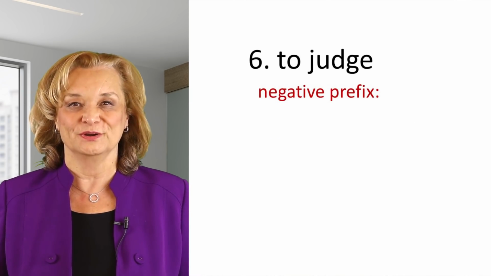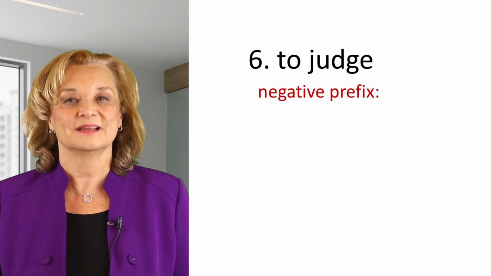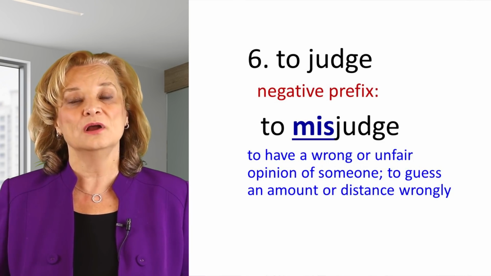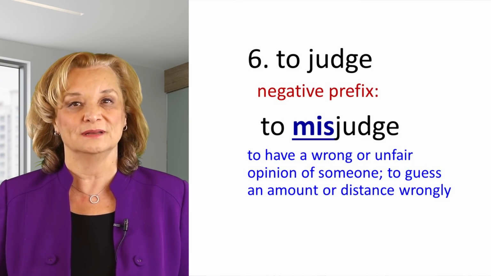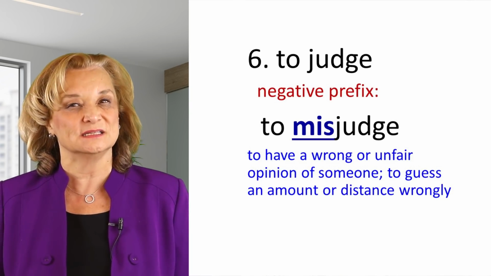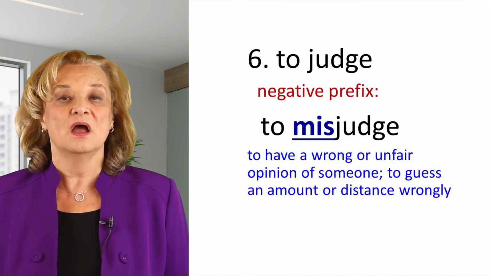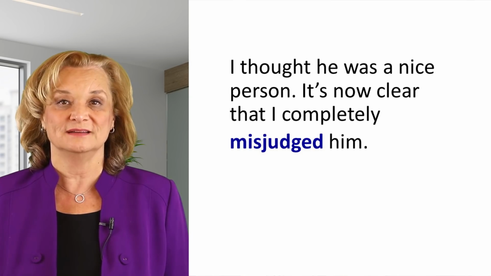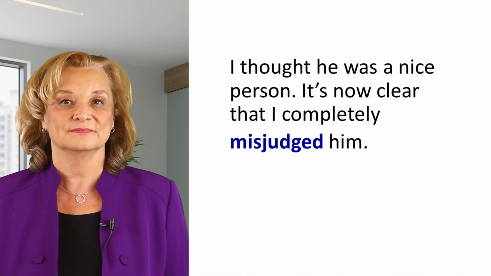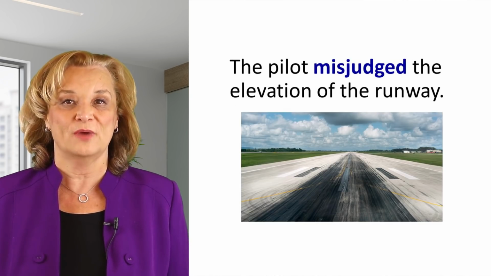And how about the next word? It's a verb, to judge. The prefix is to misjudge. To have a wrong or unfair opinion of someone, or it can also mean to guess an amount or distance wrongly. You can use the verb misjudge this way. I thought he was a nice person. It's now clear that I completely misjudged him. The pilot misjudged the elevation of the runway.